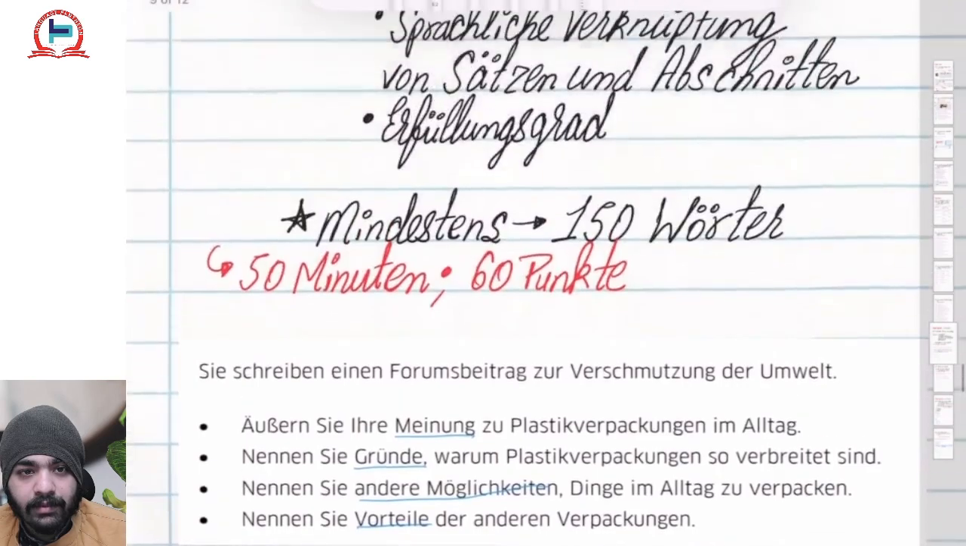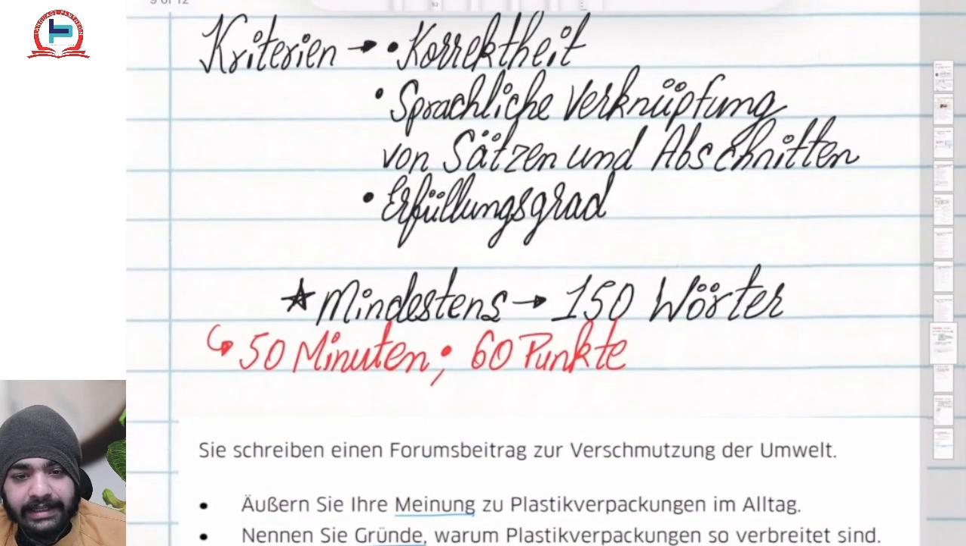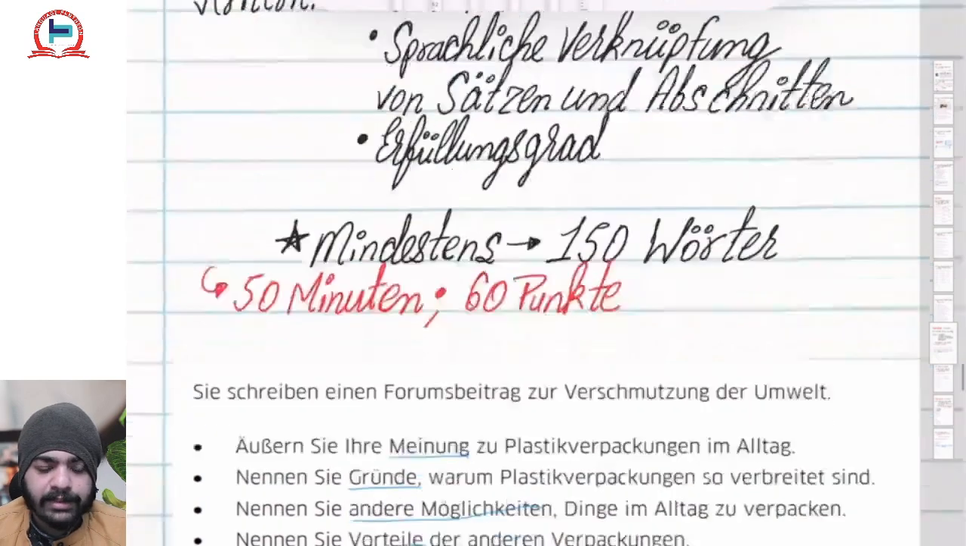Okay. You need to write at least 150 words and you can get a maximum of 60 points for this part. And as mentioned before, you get 75 minutes for the whole thing, but suggested is that you should ideally be able to complete this part in 50 Minuten, in 50 minutes. So that was Teil 1.